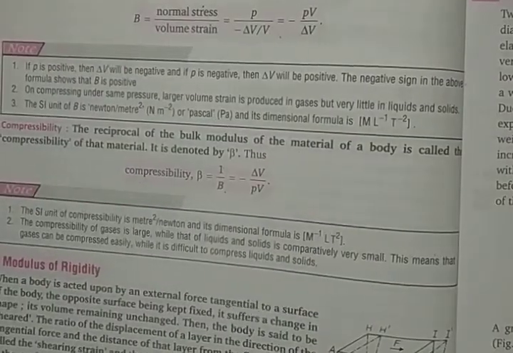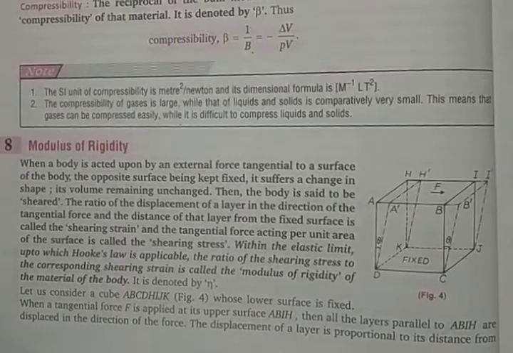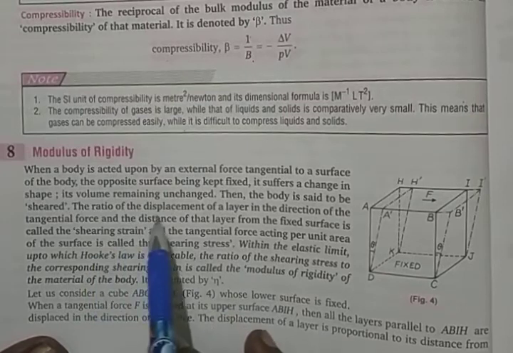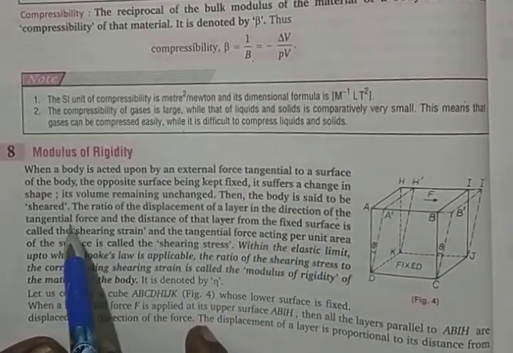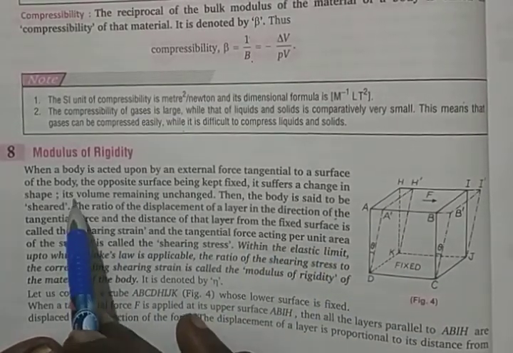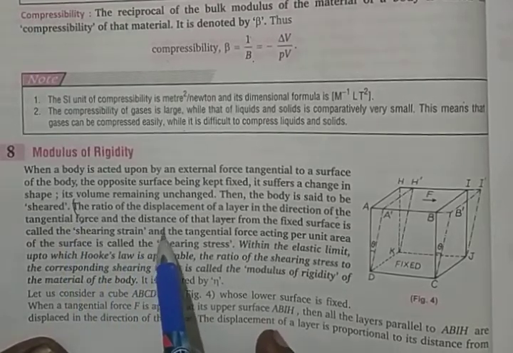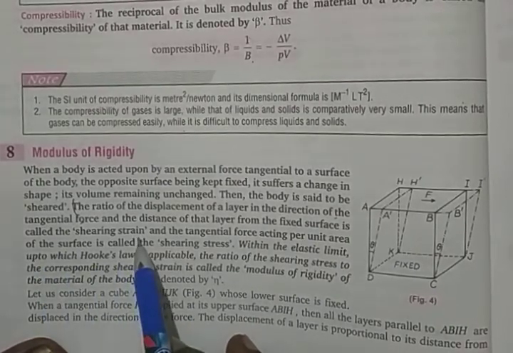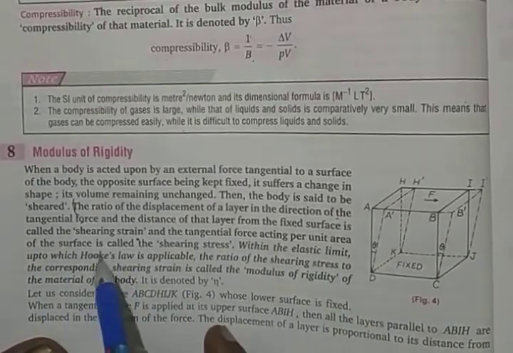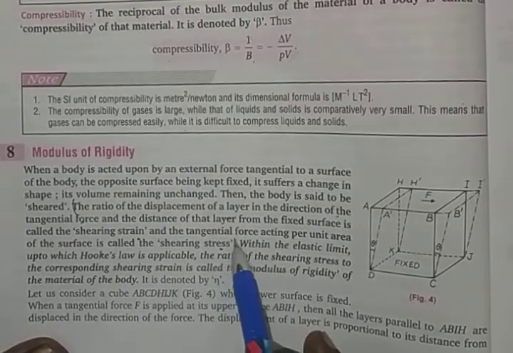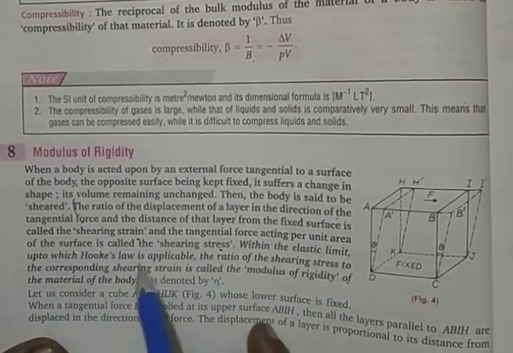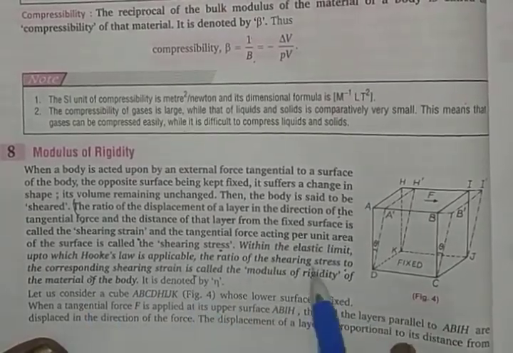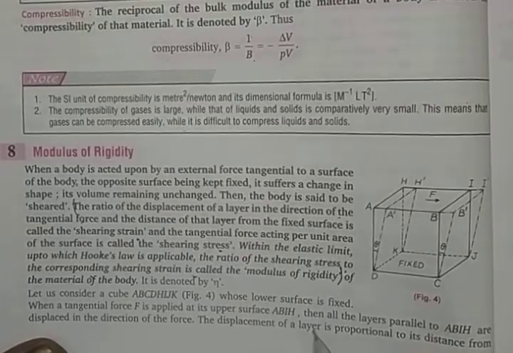Right, now look at this one. Modulus of rigidity. Now look at the definition. Please write down the definition: the ratio of the displacement of the layer in the direction of the tangential force, and the distance of the layer from the fixed surface, is called the shearing strain. And the tangential force acting per unit area is called shearing stress. Within the elastic limit, up to where Hooke's law is applicable, the ratio of the shearing stress to the corresponding shearing strain is called modulus of rigidity. Please write down till this much, it is so important.